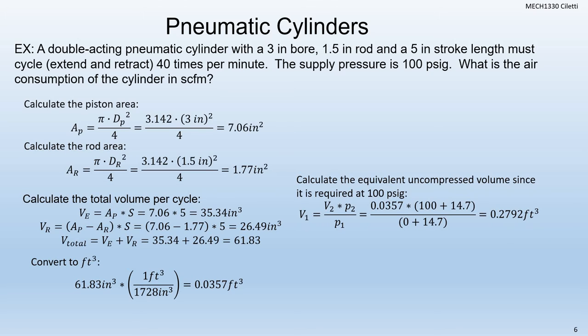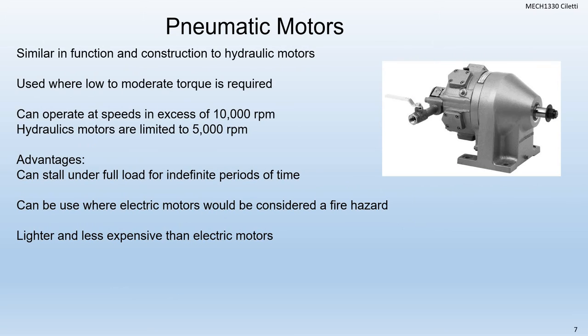Then we want to calculate the uncompressed volume, since we want to require it at 100 psi gauge. Notice what we have to add here is atmospheric pressure, because we're using absolute pressure. So we're going to take 100 plus 14.7, and we're going to take 0 plus 14.7. Our initial pressure when we start is 0, so that's why we're doing 0 plus 14.7 for this. So that's our volume on that.